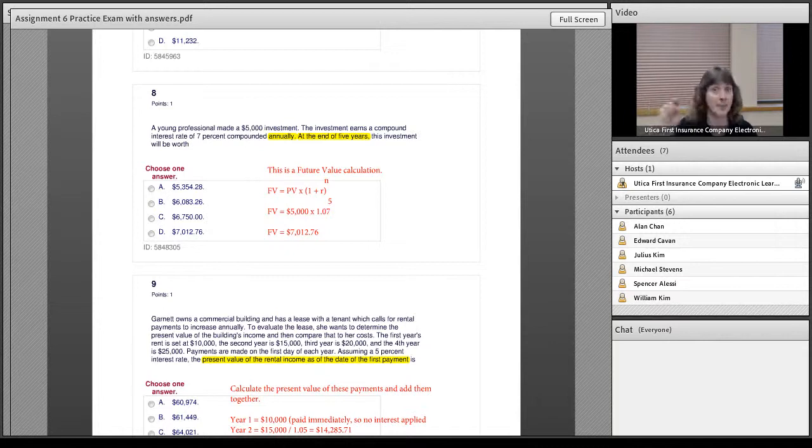Column from the top and go over 5,000. You don't have to go the long way. You don't have to use your calculator and do 1.07 to the fifth. So there you go. I'm just telling you, you can do it either way.